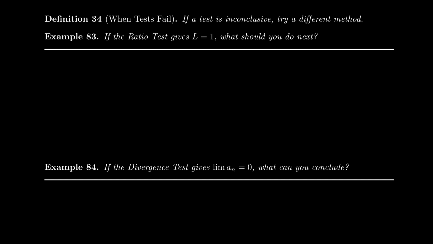If a test doesn't work, try a different method, right? If the ratio test gives L equals 1, it's inconclusive, so you should try a different test. Try the comparison test, the root test, the integral test, alternating series test, or the p-series test. It might be a geometric series. Who knows? And then if the divergence test gives 0, you can conclude you've got to move on.